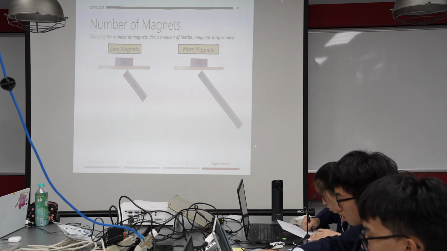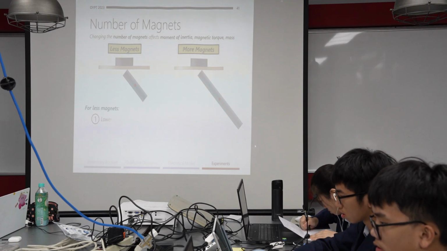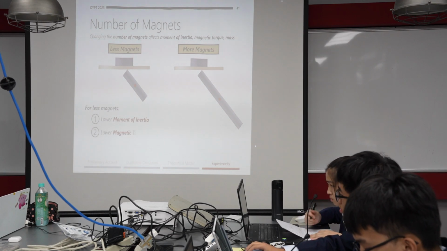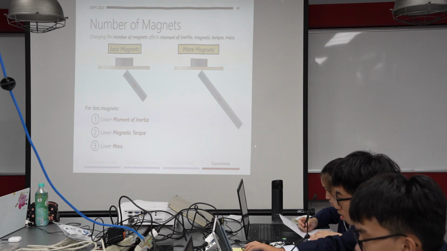Comparing rods with different numbers of magnets, we see that a rod with fewer magnets will firstly have a lower moment of inertia about the axis shown in red. The rod will also have a lower magnetic torque and a lower mass. Out of these effects, we note that the change in moment of inertia is the most significant.